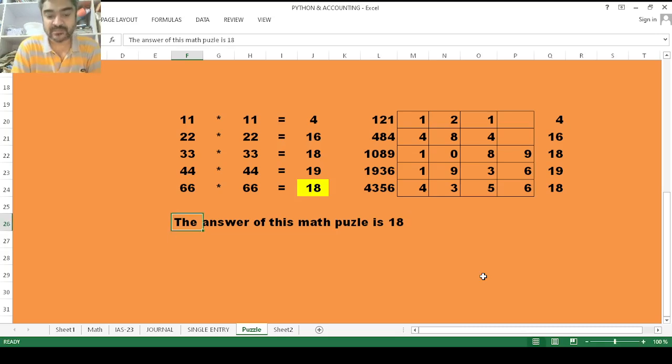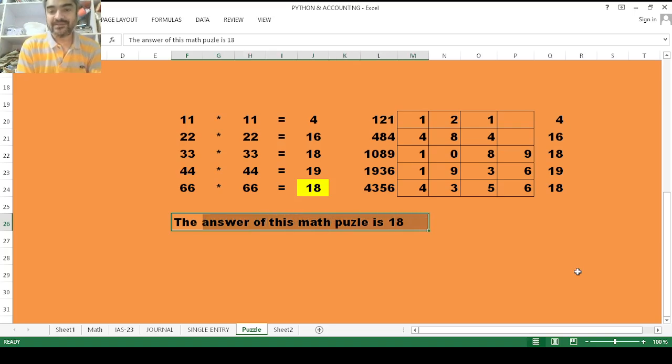So this was the puzzle which I posted in my live telecast. There were mixed answers to this question, but the answer which I thought at the time was the closest one is 18, by using this pattern.